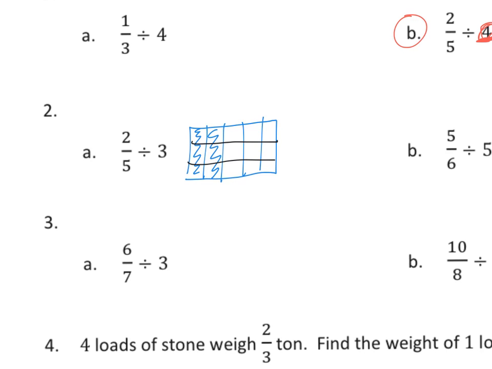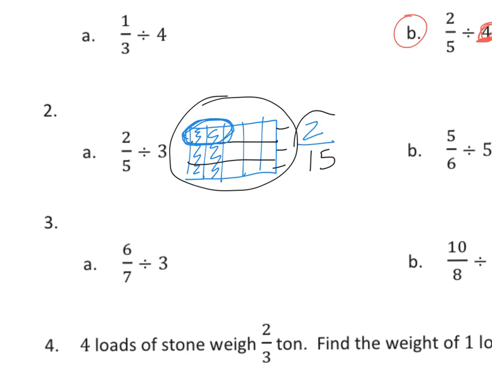Now I'm looking for one of the thirds. So there's the shaded part of one of the thirds, which is still 2. And what I need to do now is figure out how many total boxes I have in this entire piece. So I have 5, 10, 15. So it's going to be 2/15.